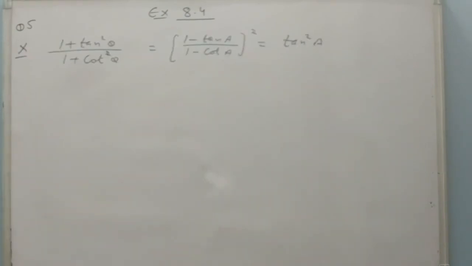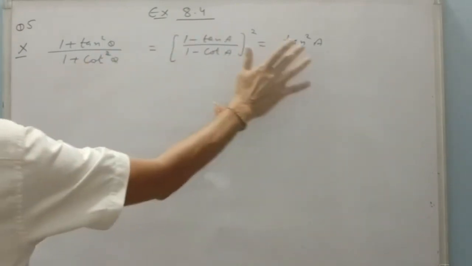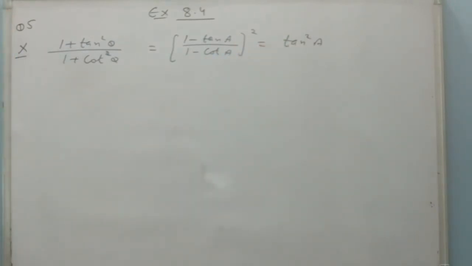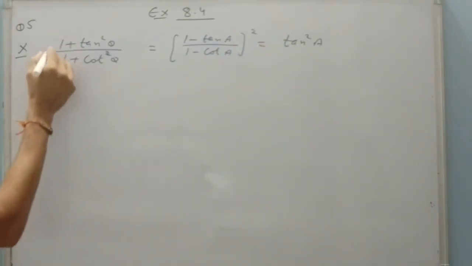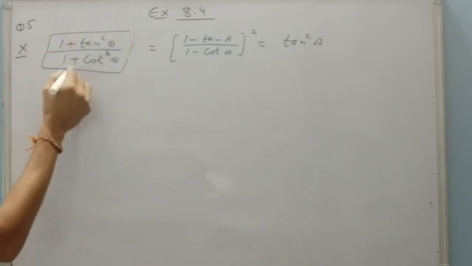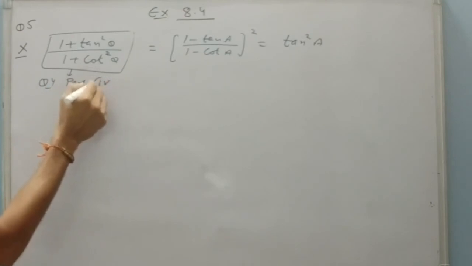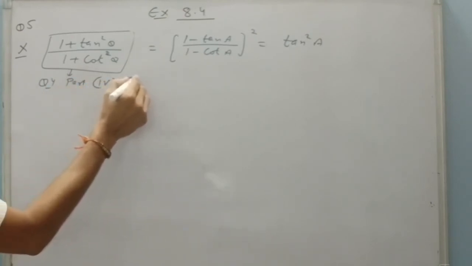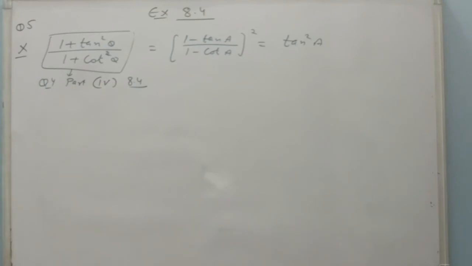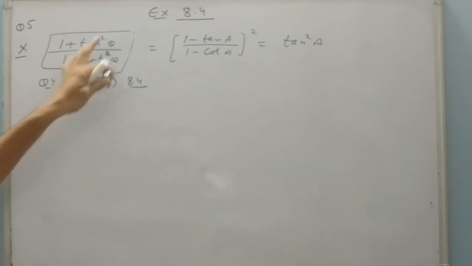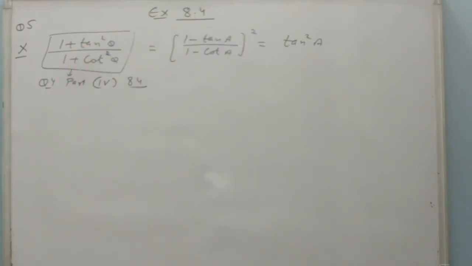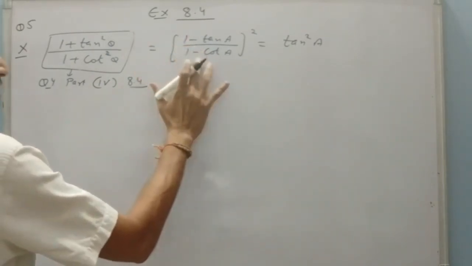In this question, we have to prove that this will equal to this and this is also equal to this. For this part, you have done in question number 4, part 4 of the exercise 8.4. Same question it is, and we have done it to find out this is equal to this one, in my previous lecture you can see. Now I have to just do it to prove that this is equal to this.